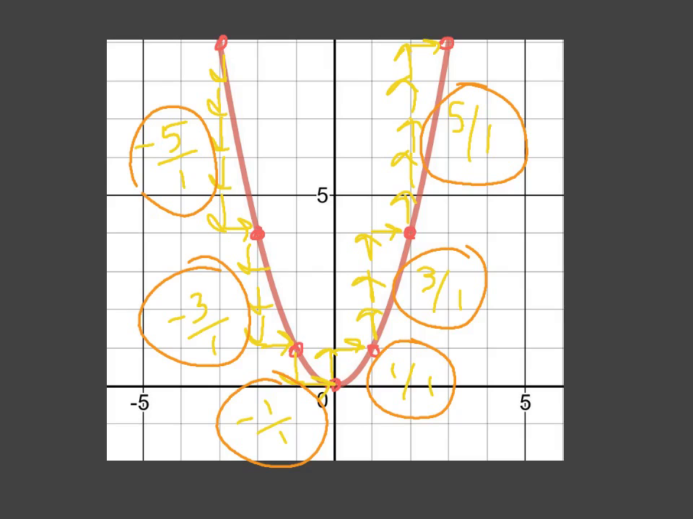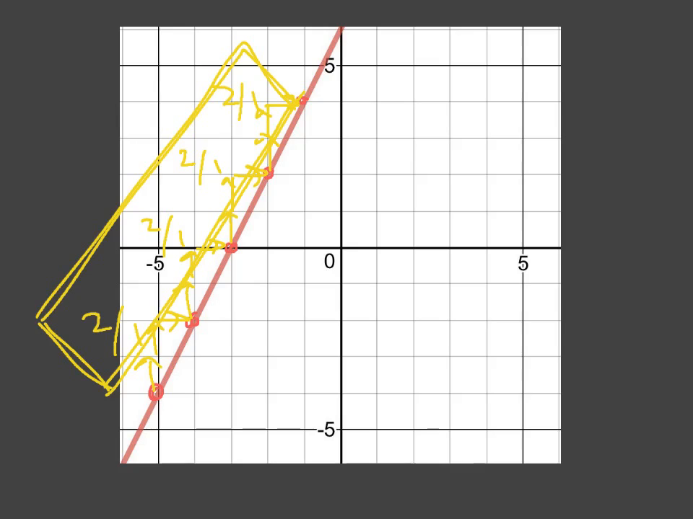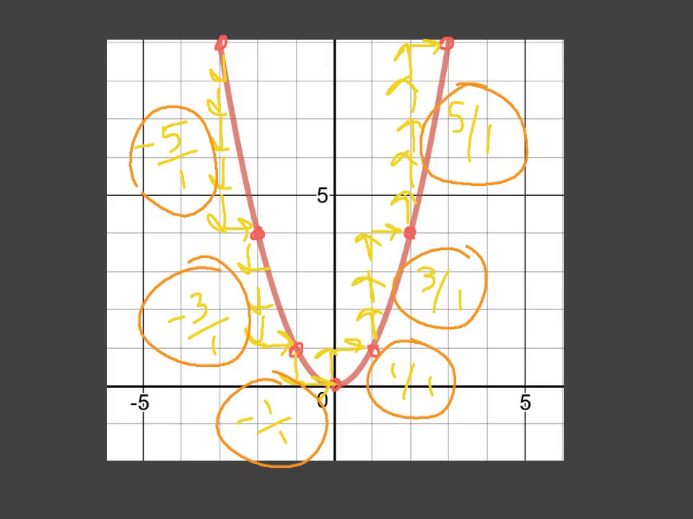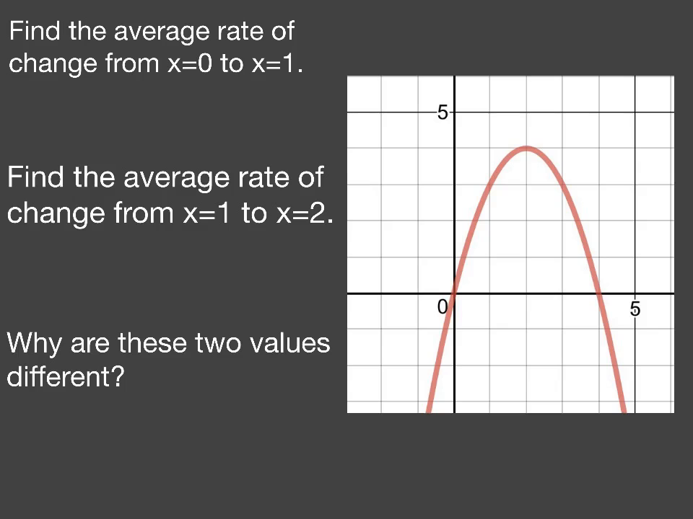And this will happen anytime you don't have a straight line. The only graphs that have a constant rate of change are something that's a straight line. If it's not a straight line, my rate of change values are going to be different between each interval. Now let's see what this might look like on your assessment.